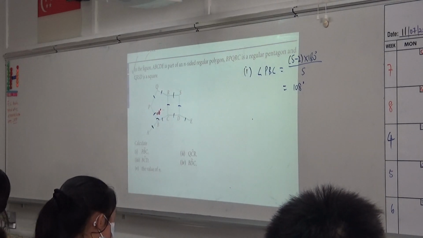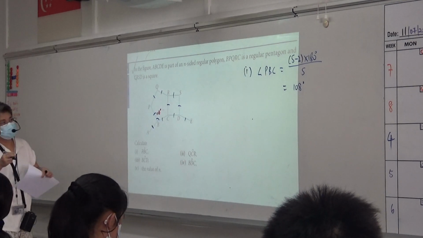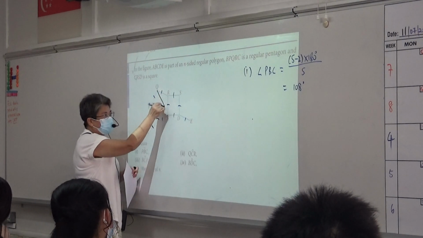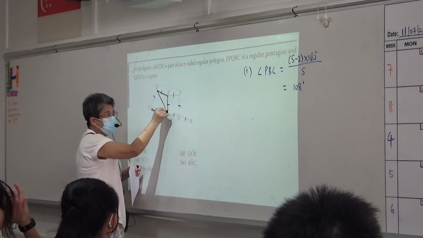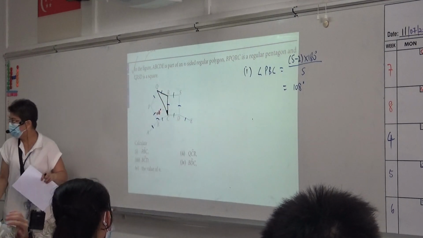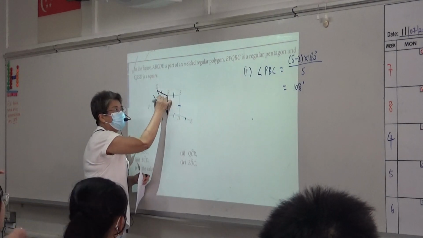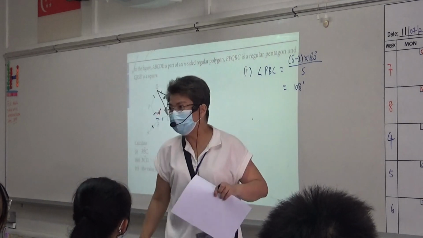Now, next question. What did they ask for? Angle QCR. Now, you have to add a line, right? Then this is angle QCR. Can you see? Agree, class? Now, if this is 108, do you agree that this is also 108? They are all interior angles.